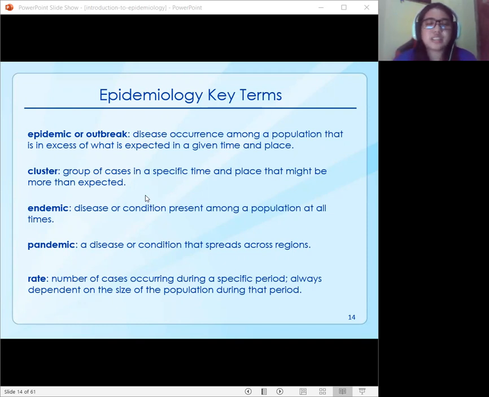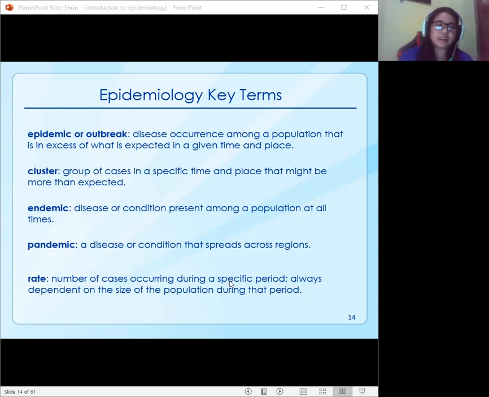Endemic. This is a disease or condition present among the population at all times. Pandemic is a disease or condition that spreads across regions. And then rate is the number of cases occurring during a specific period, so it is always dependent on the size of the population during that period.